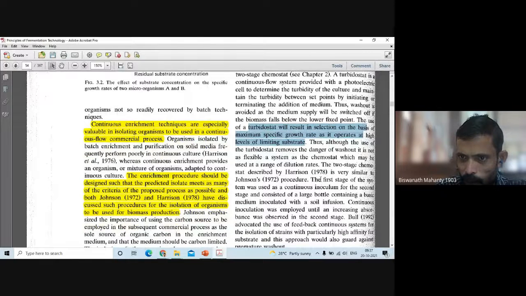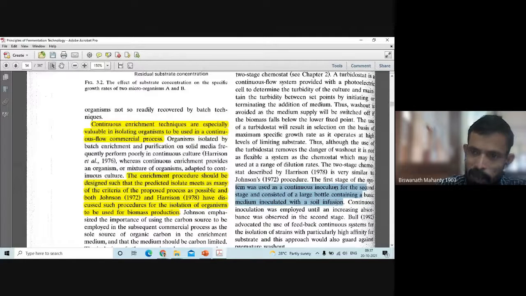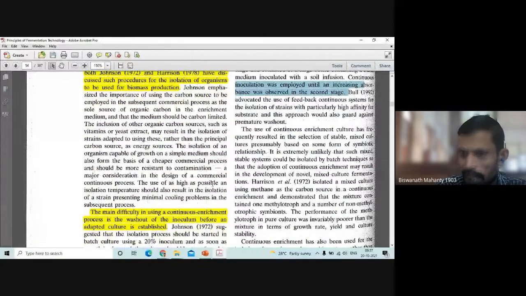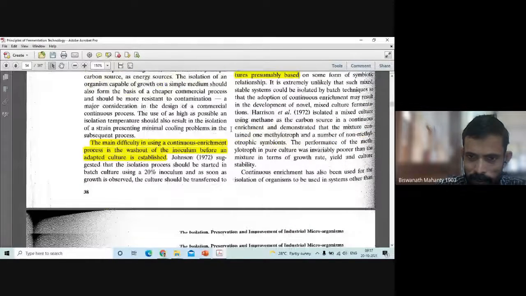And when I am using two stage, the first stage of the system is used for continuous inoculum. The second stage constitutes a large bottle. I am telling, a large bottle containing the basic medium inoculated with the soil infusion. That means I am providing two different feeds. Continuous inoculation can be employed, increasing the absorbance observed in the second stage. So I will continuously improve the growth until the cell you require increases. So this process has always been used and has been mostly effective.